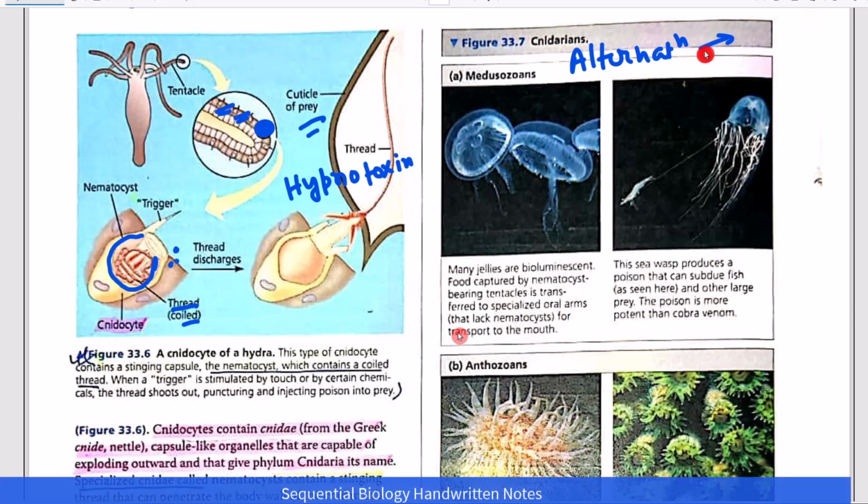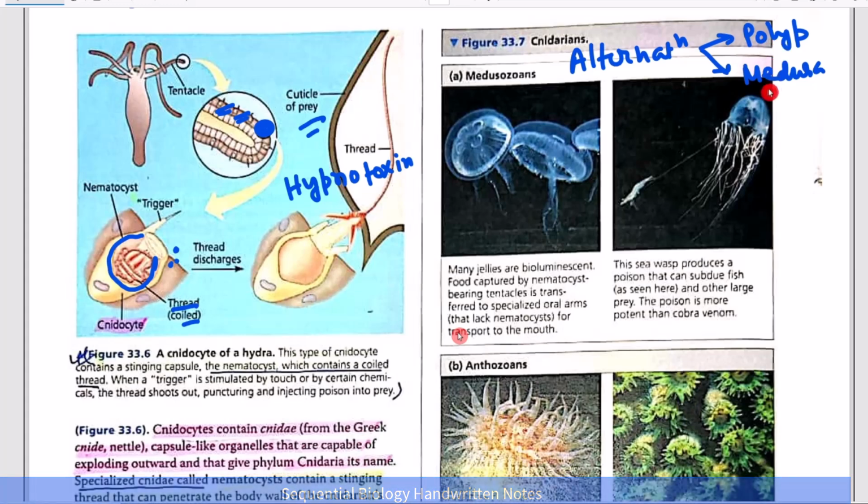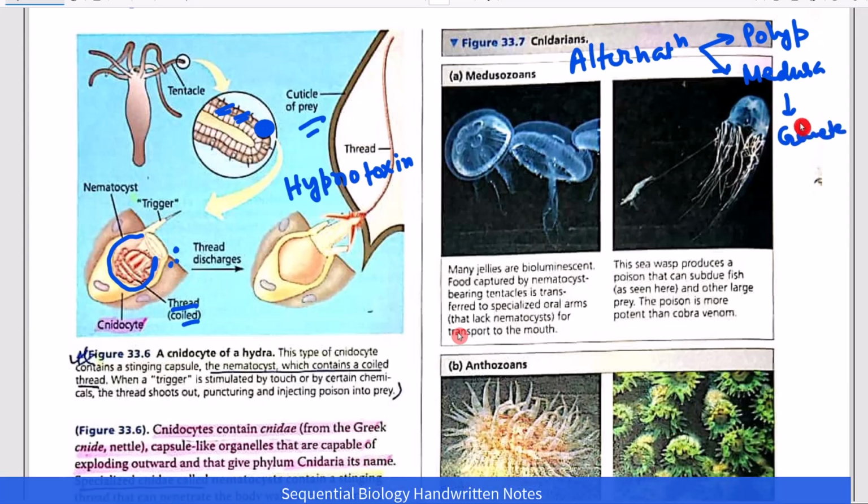Another important characteristic feature of this phylum is alternation of generation, in which two forms of animal can be found. One is the polyp and another is the medusa. The polyp is the asexual phase, and they reproduce by budding. Budding is a process of asexual reproduction, and the medusa produces gametes, so the medusa is called the sexual phase. In their life cycle, the polyp and medusa alternate, so this is called alternation of generation. And this is the structure of a medusa. Medusa looks like this figure.